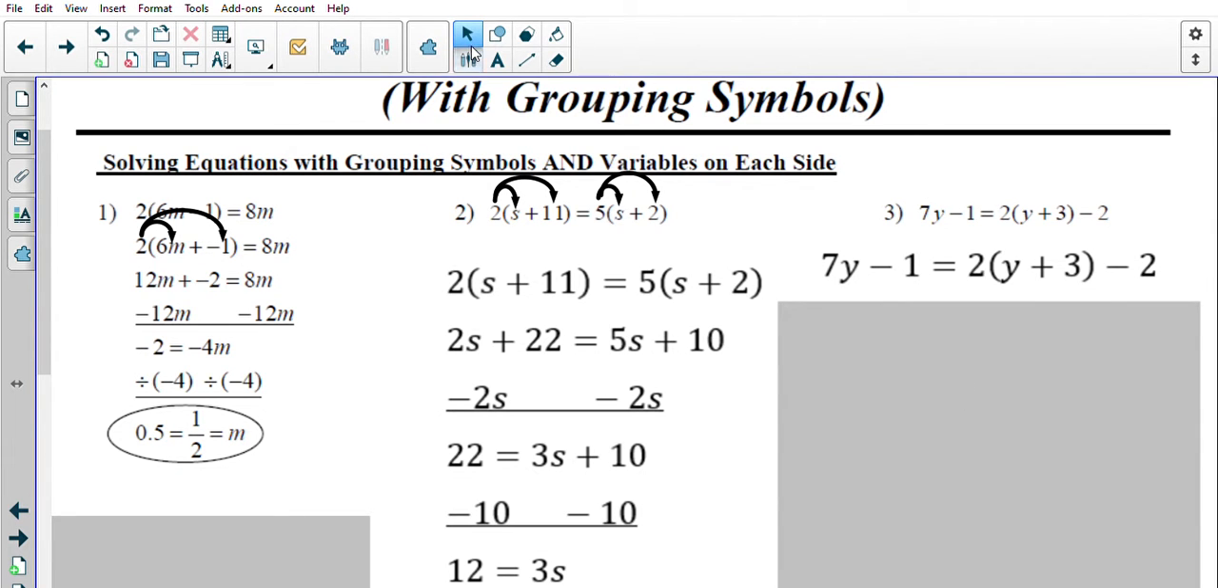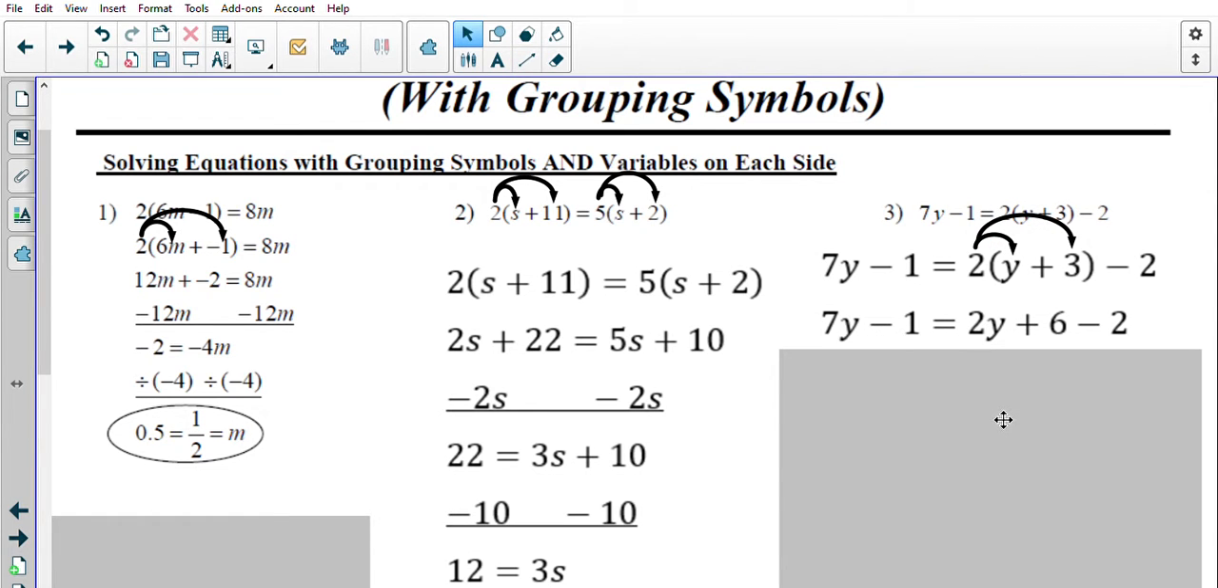We're going to distribute this 2. Whoops, I got to get my little loopy loops there. Distribute my 2 into the parentheses. So we're going to take 2 times y and 2 times 3. So we have 7y minus 1 equals 2y plus 6, since 2 times 3 is 6, minus 2.